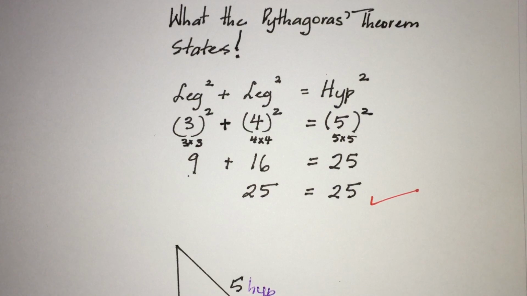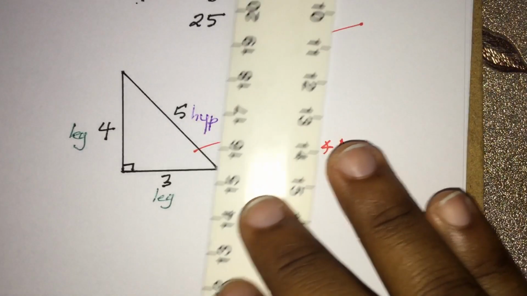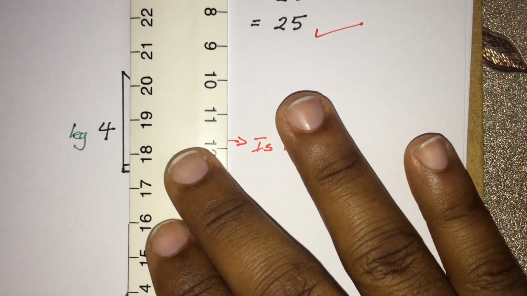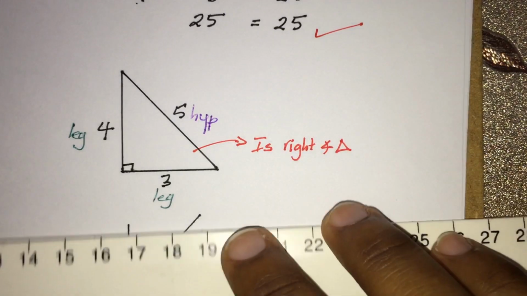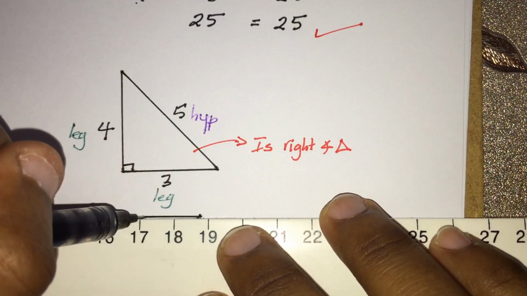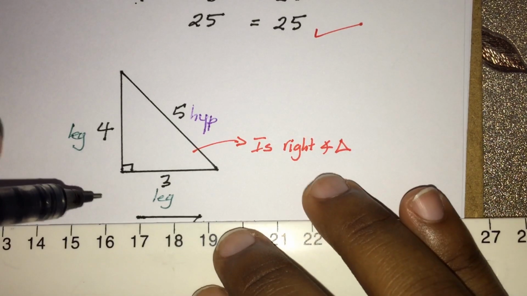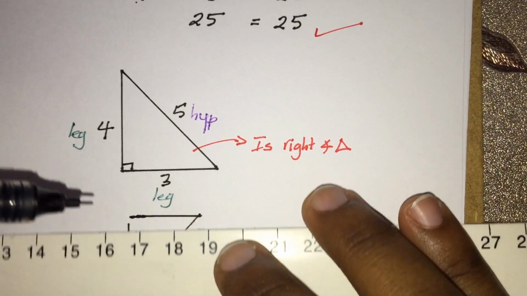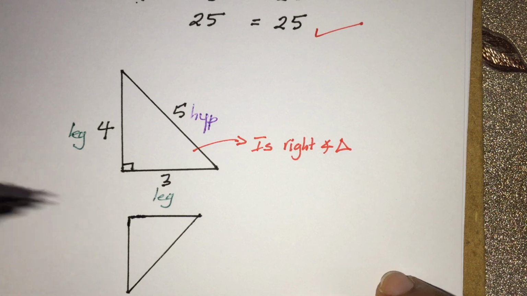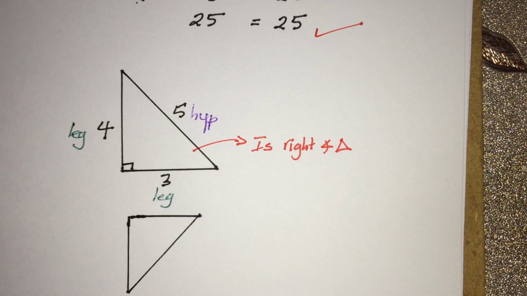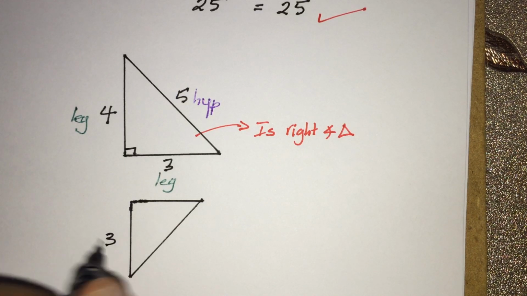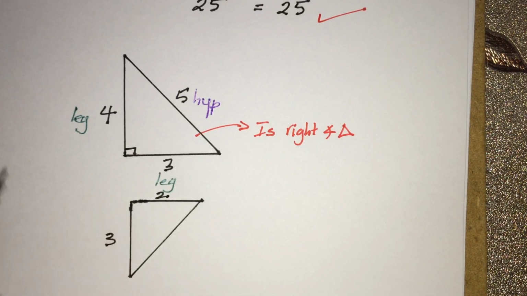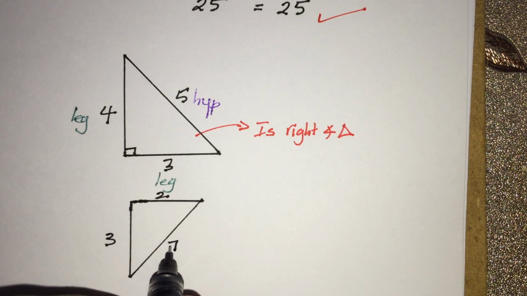Great. So I'm going to try another triangle. And I'm going to try to make it appear to be a right angle triangle. Hopefully it is one. We're just going to have to test it. So notice, some triangles might look like a right angle triangle, but the only way we're going to know is if we test it. So let's say this was 3 units, and this was 2 units, and this was 7 units.